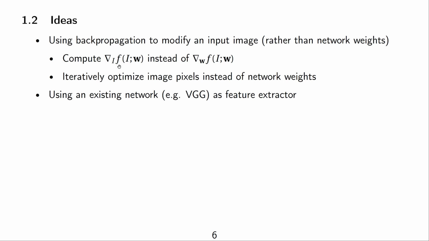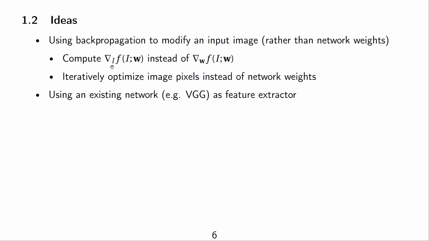So for example, if we have a neural network that we just abstract with a function f that takes an input image I and network weights w, then we can compute the gradient with respect to the input image I, rather than what we did before, where we had the same network function f that takes an input image I and the network parameters w, and we computed the gradient with respect to w to train the network. But now we compute the gradient with respect to the input image I.